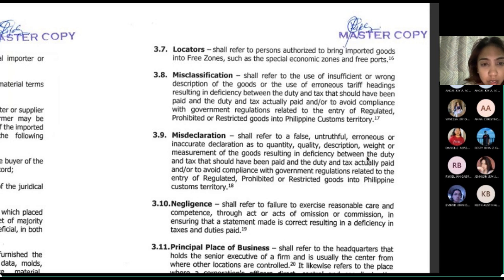3.9 Misdeclaration shall refer to a false, untruthful, erroneous, or inaccurate declaration as to quantity, quality, description, weight, or measurement of the goods resulting in deficiency between the duty and tax that should have been paid and the duty and tax actually paid and or to avoid compliance with the government regulations related to the entry of regulated, prohibited, or restricted goods into the Philippine Customs Territory. 3.10 Negligence shall refer to the failure to exercise reasonable care and competence through act or acts of omission or commission in ensuring that a statement made is correct, resulting in a deficiency in taxes and duties paid.